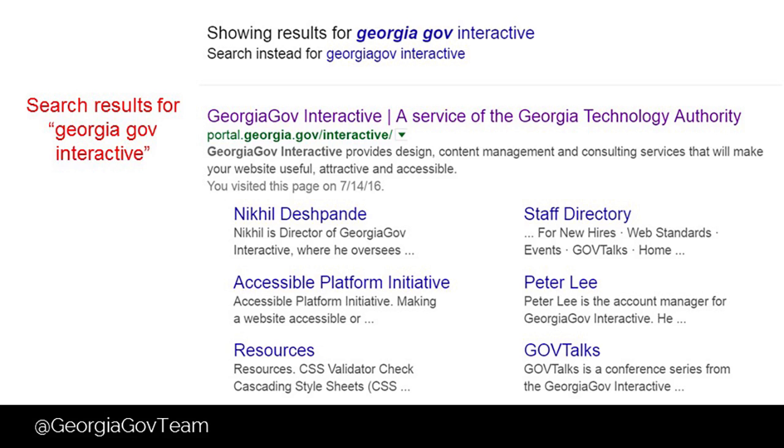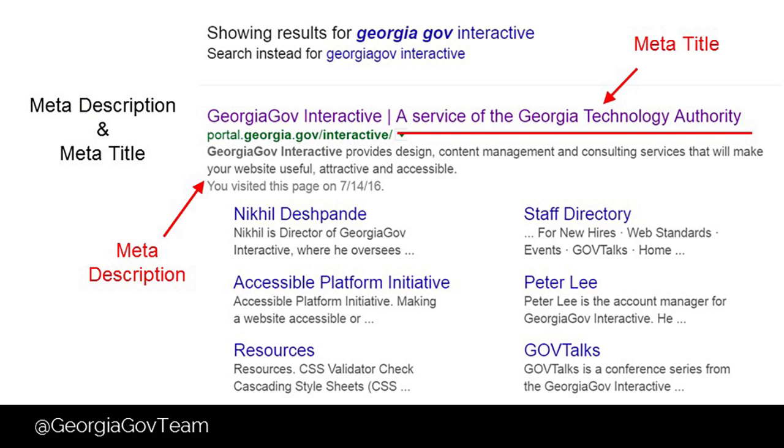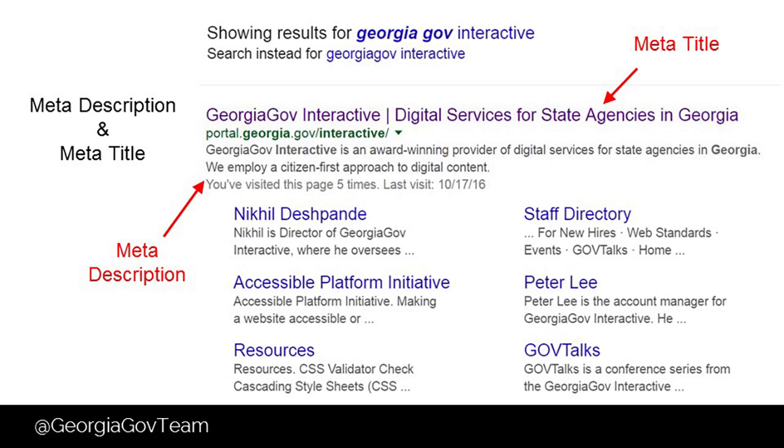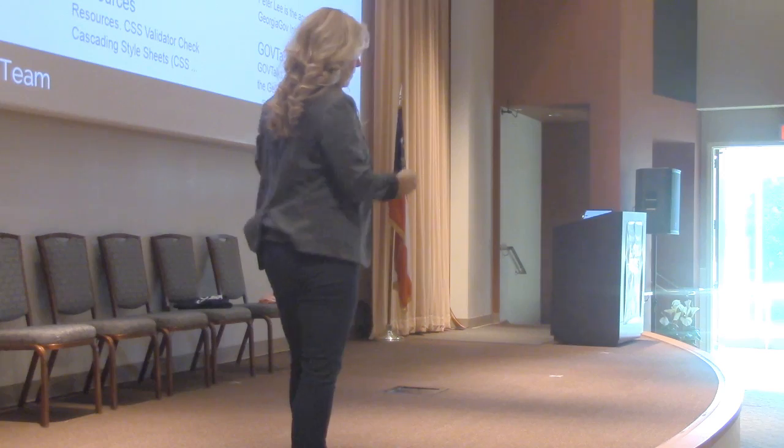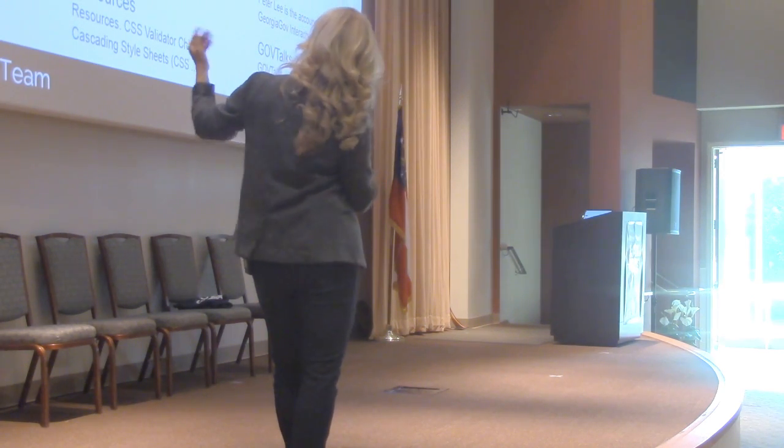So this is the search results page. The meta title is the thing that comes after the URL. So Georgia Gov Interactive, a service of the Georgia Technology Authority. This is how it was before. The meta description is the 160 characters underneath the meta title. So we actually saw room to improve how we showed up in a search engine results page. We decided that we would let people know that we're digital services for state agencies in Georgia. What we do, who we serve. That gets back to the 59-second thing. We want people to know right away who we are, what we do, who we serve.